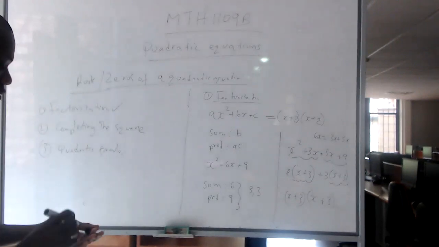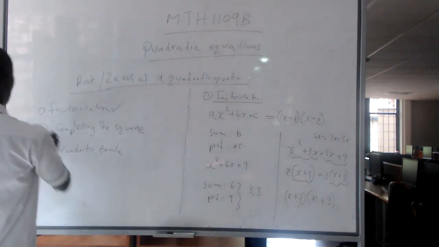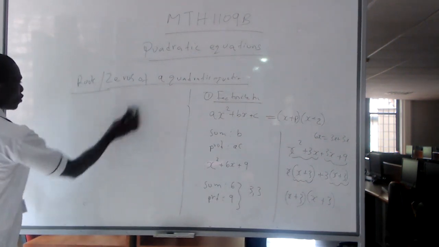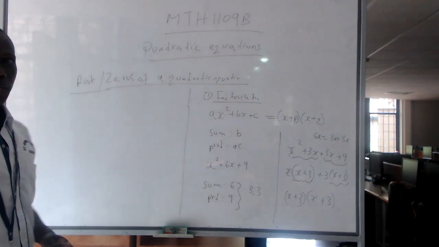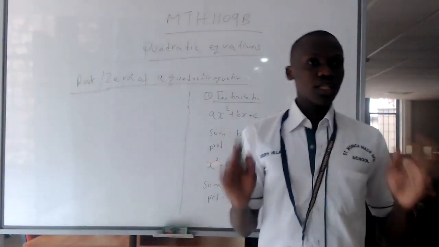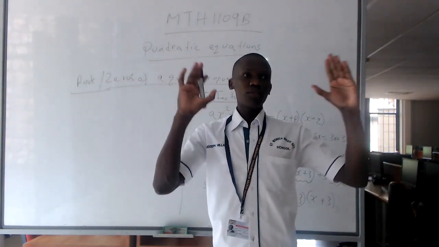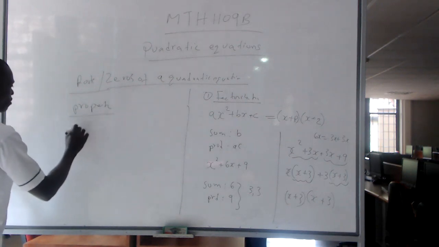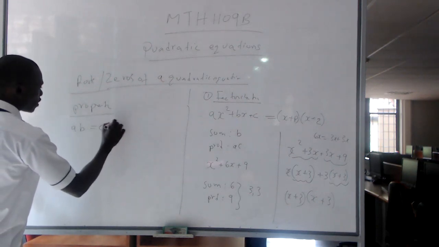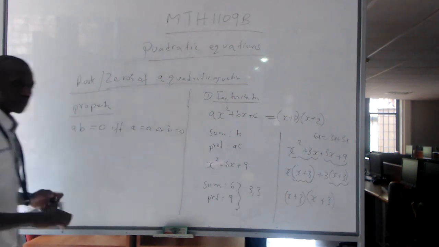Cool. Now that we have revised factorization, how do we use factorization to solve quadratic equations? And we're going to use properties of real numbers, or the so-called integral domain. So integral domain is simply a set of numbers for which the product of any two numbers is zero if and only if one of those numbers is zero. So the property we will use is that AB is zero if and only if A is zero or B is zero.